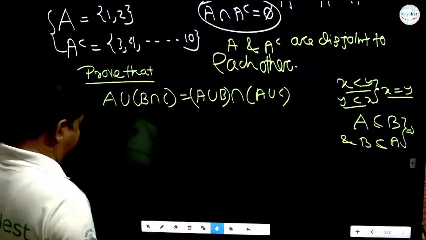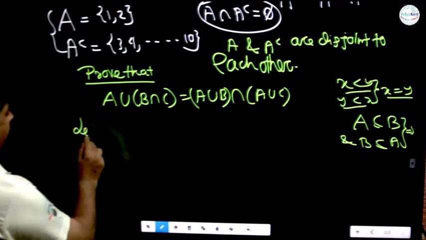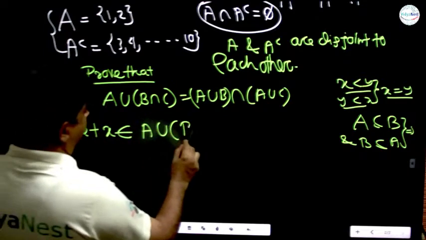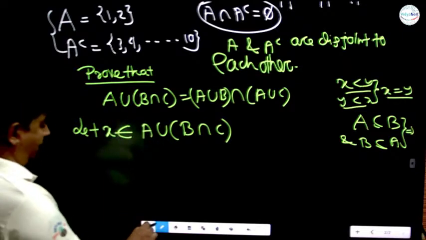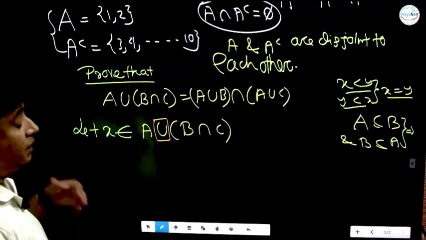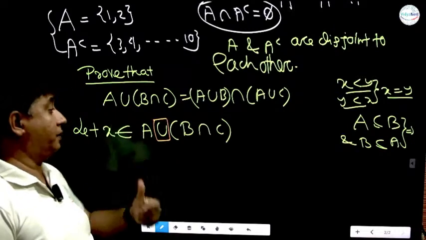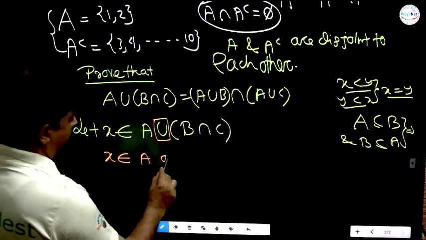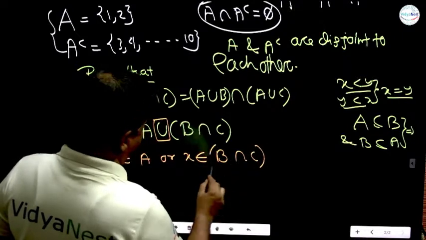Now, you start with the left hand side. Let x belong to A union B intersection C. Already we have come to know that this union must be OR. So, x belongs to A or x belongs to B intersection C.